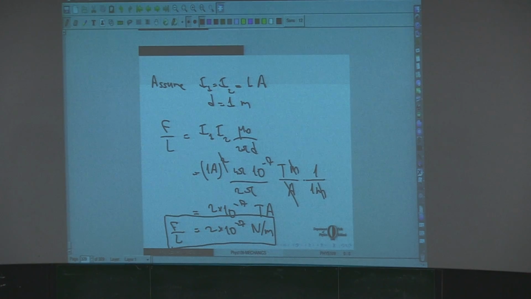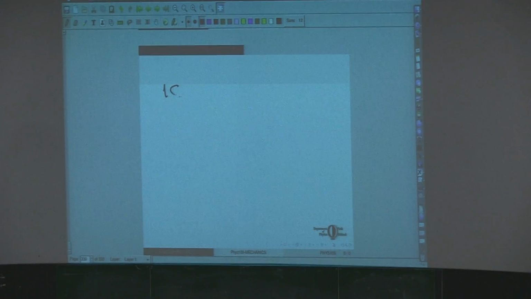And once we have the 1 ampere, 1 coulomb is nothing but 1 ampere times 1 second. And this is how we actually define the coulomb now.